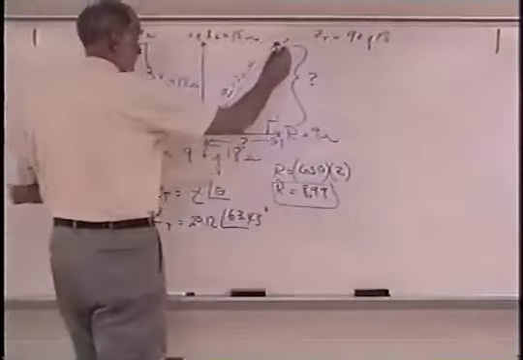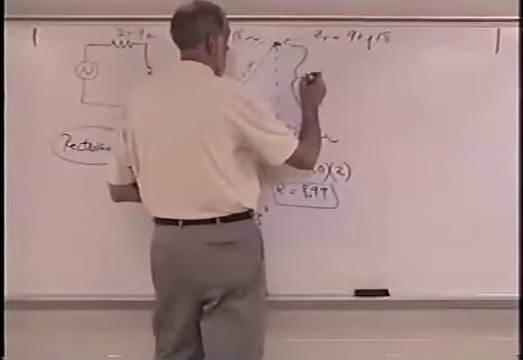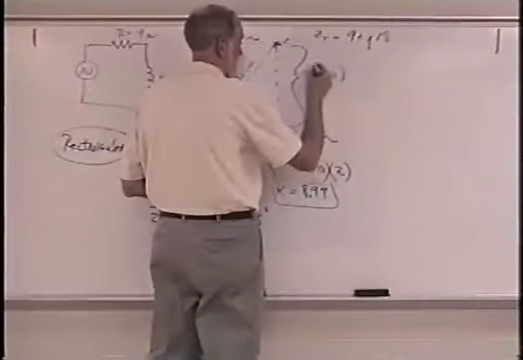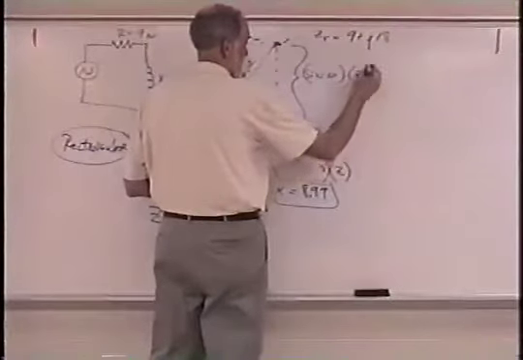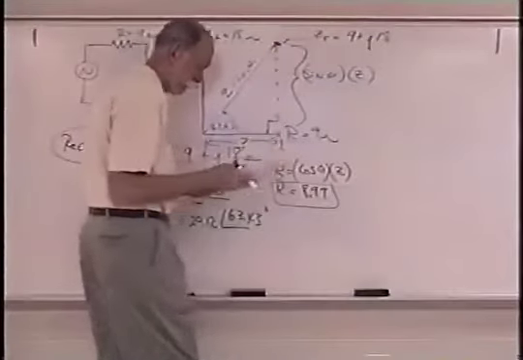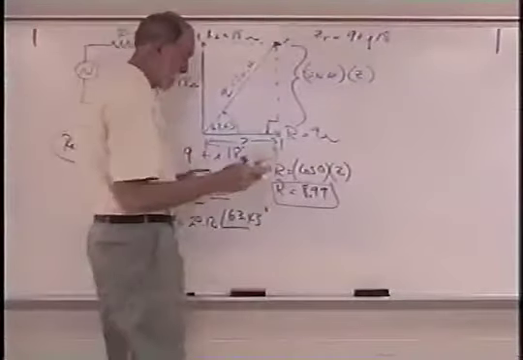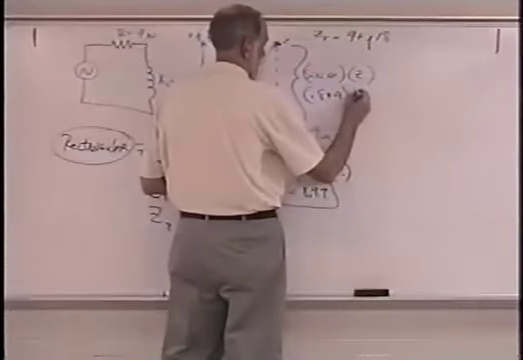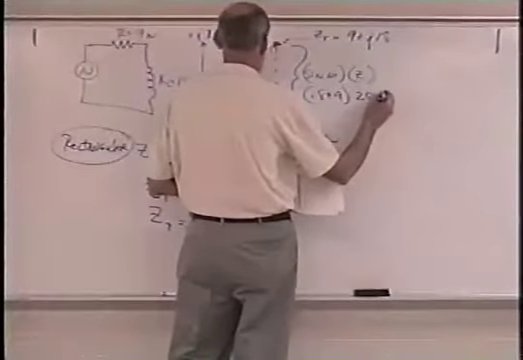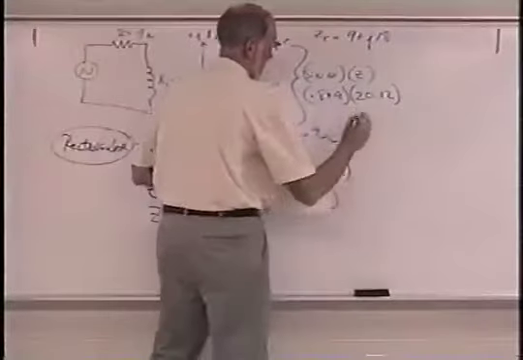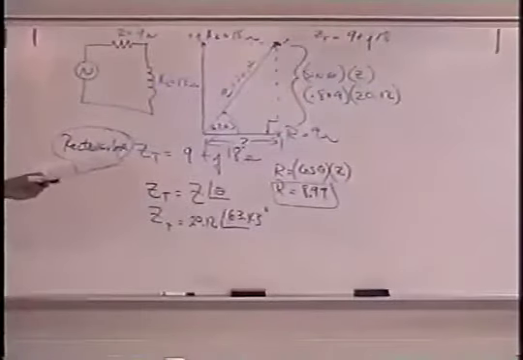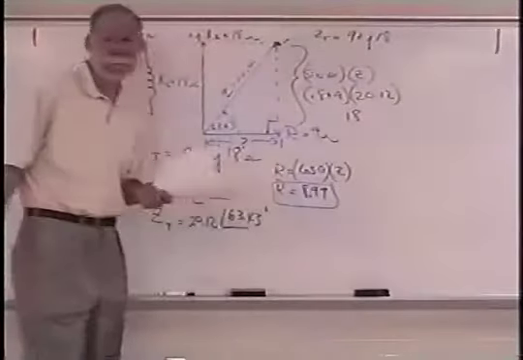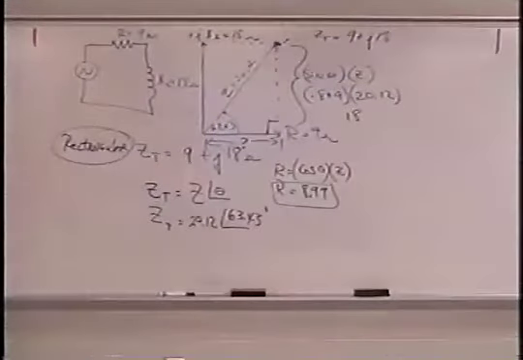In order to find this side here, this side would be the sine of theta multiplied times Z total, which would be 0.849 times the 20.12. And that would give you a side of 18 inches. Okay? So in order to go back, you can do it that way.